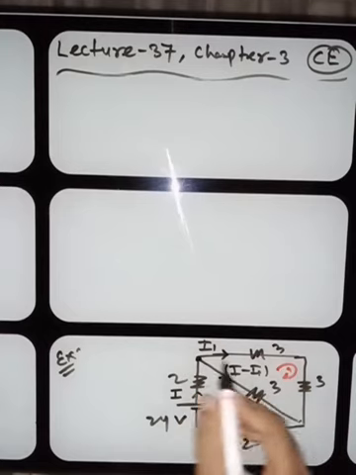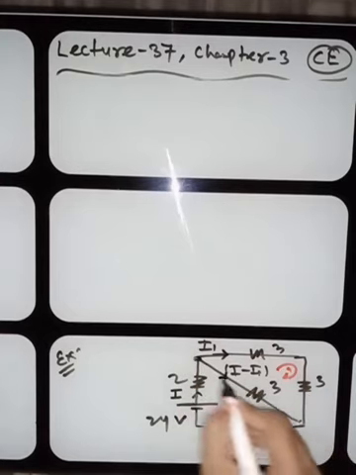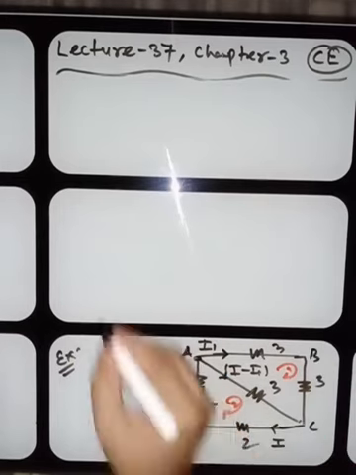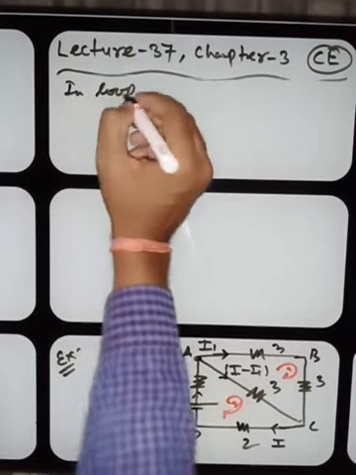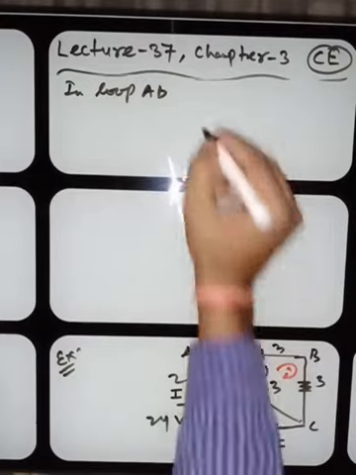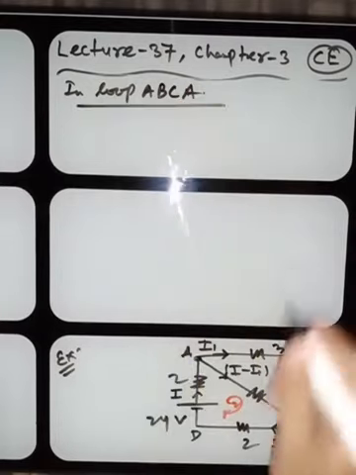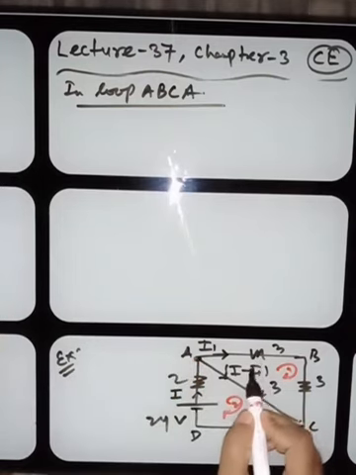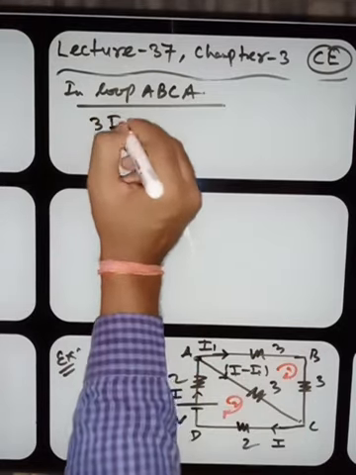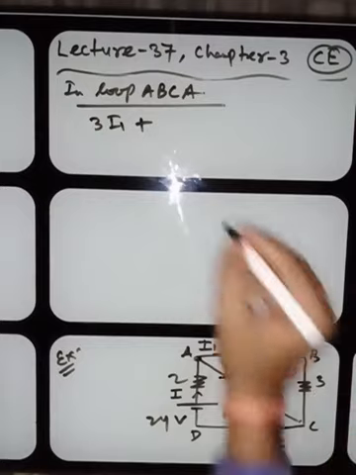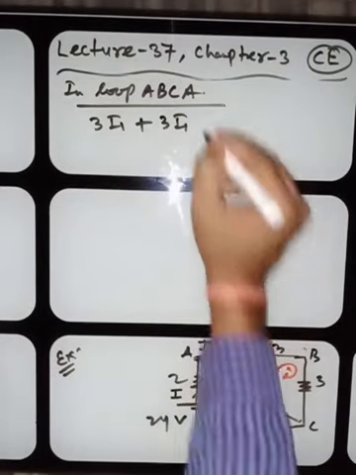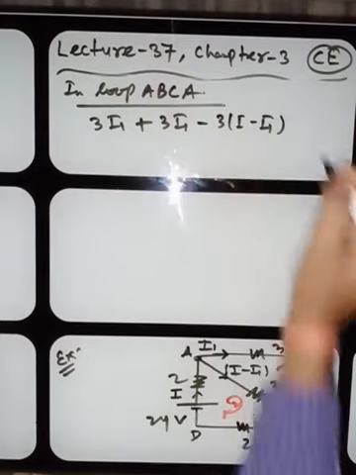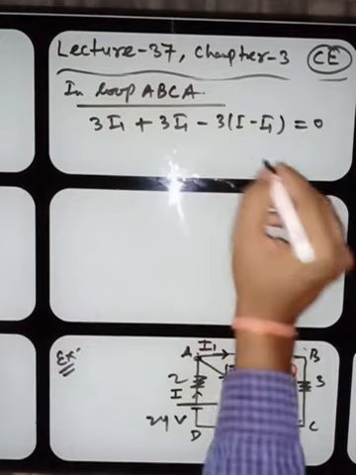So applying the KVL, start moving from one point and complete to the same point. If you write A, B, C, D, this would be easy. In loop, I'm giving the name A, B, C, A. This is the loop. Start moving from here. You are moving with the direction of current, so the potential drop will be positive. V equals IR. So 3 I1, plus 3 I1 again. Now minus 3 times (I minus I1), you reach the same point, equals to 0. Here you will get one equation.